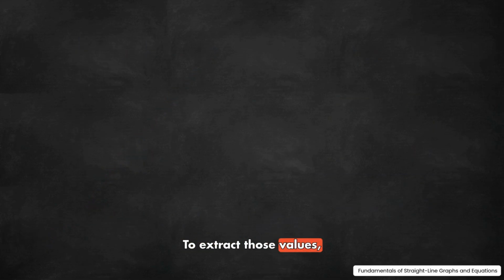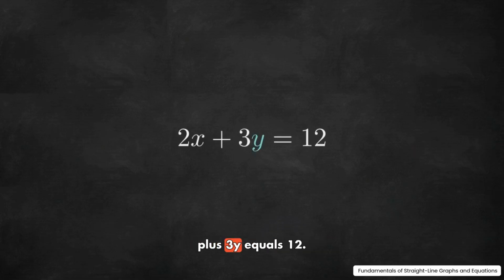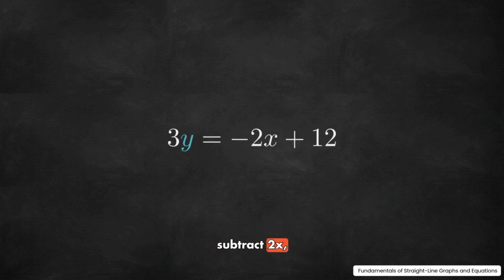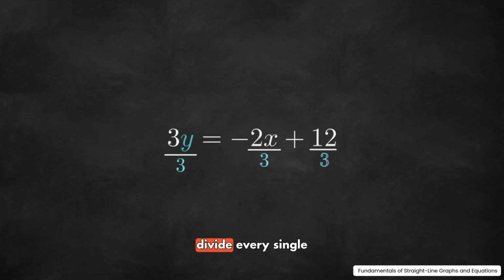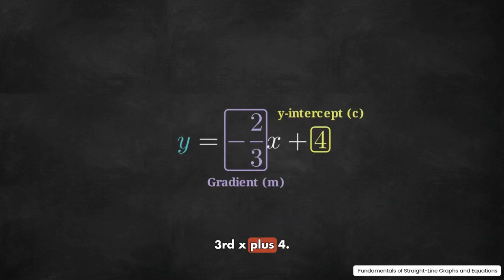To extract those values, the equation must be formatted correctly. Take 2x plus 3y equals 12. You have to isolate y. First, subtract 2x, giving 3y equals -2x plus 12. Then, divide every single term by 3 to reach y equals -2/3 x plus 4.